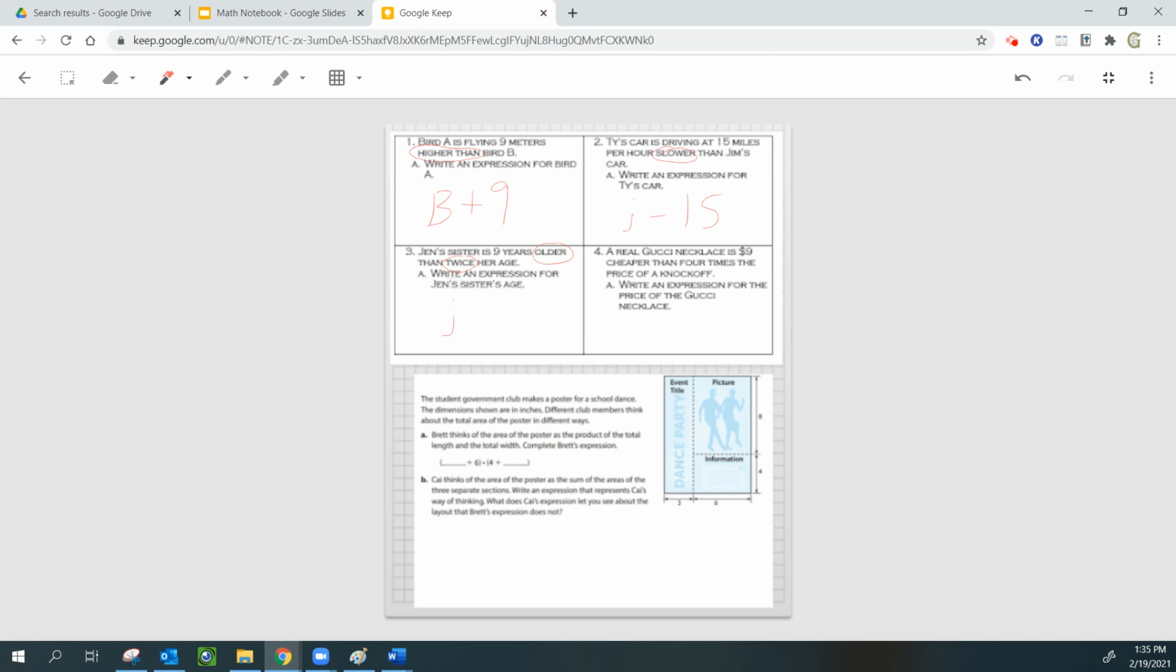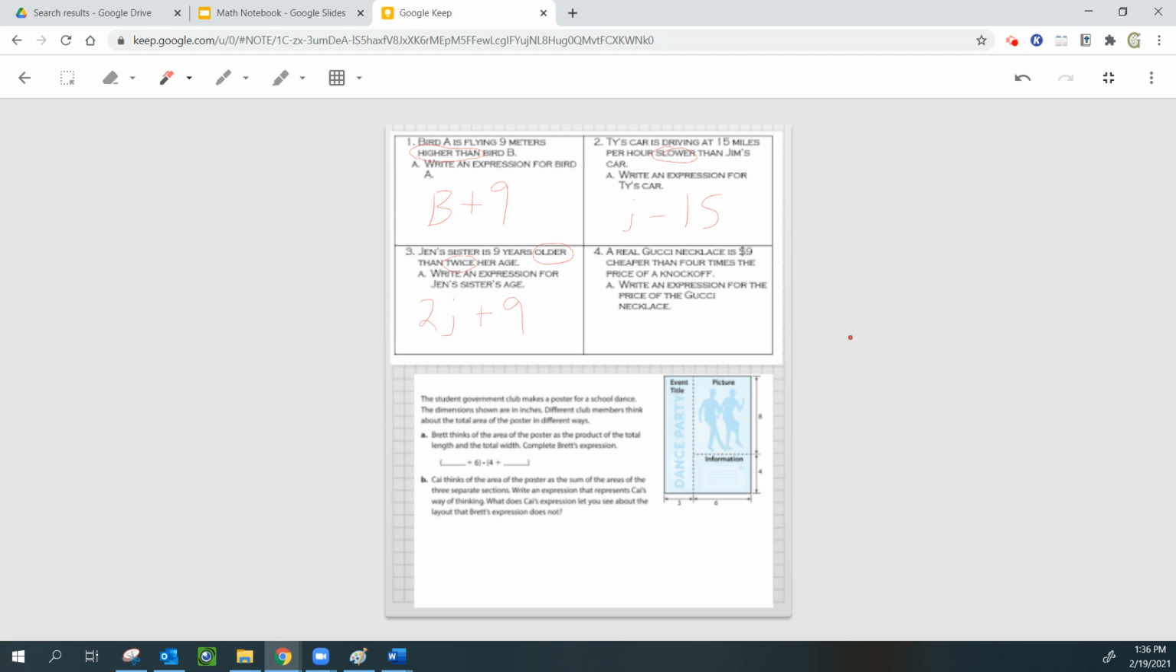Then it says Jen's sister is 9 years older. So older should make my answer bigger. So I'm going to add. Then twice her age. So twice is one of those words that means 2 times. Jen's age was J, so we have 2J or 2 times J. And I want that to happen first, which it will, because multiply comes before add in order of operations. So 2J plus 9.